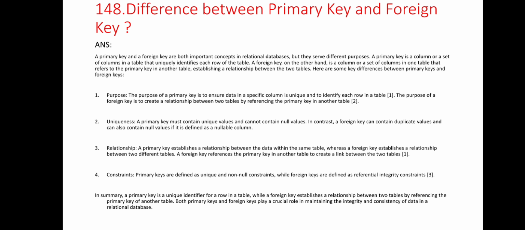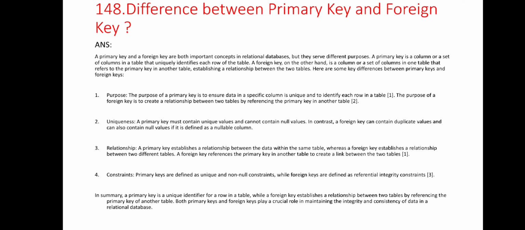Question 148. Difference between primary key and foreign key. A primary key and foreign key are both important concepts in relational databases, but they serve different purposes. A primary key is a column or a set of columns in a table that uniquely identifies each row of the table. A foreign key, on the other hand, is a column or set of columns in one table that refers to the primary key in another table, establishing a relationship between the two tables.